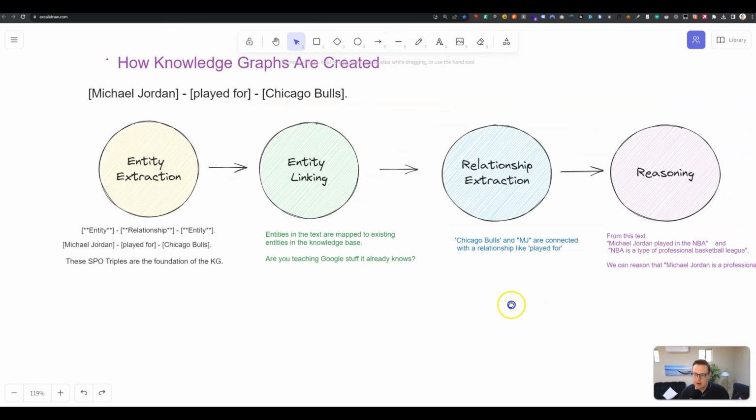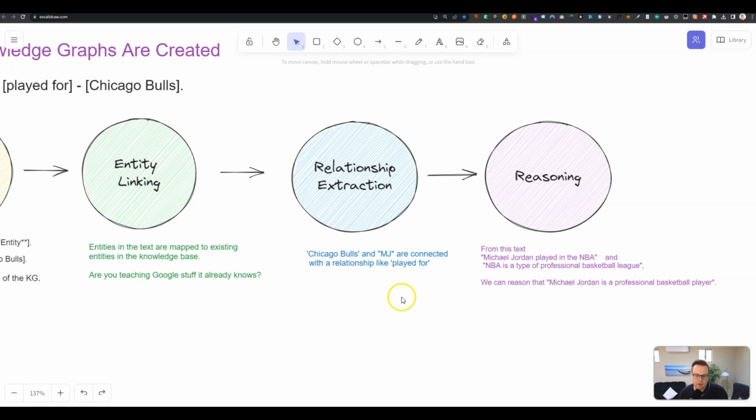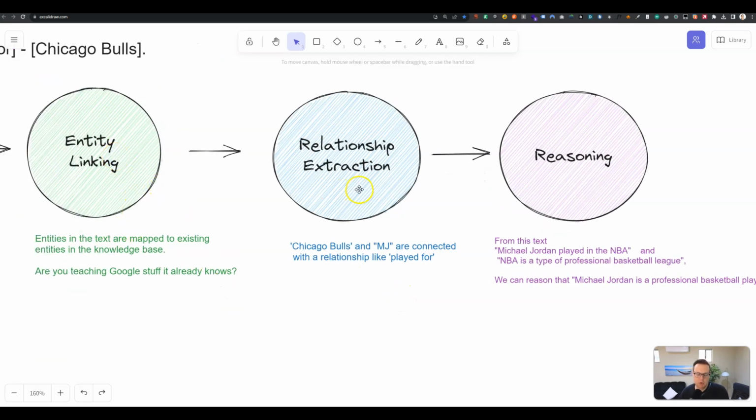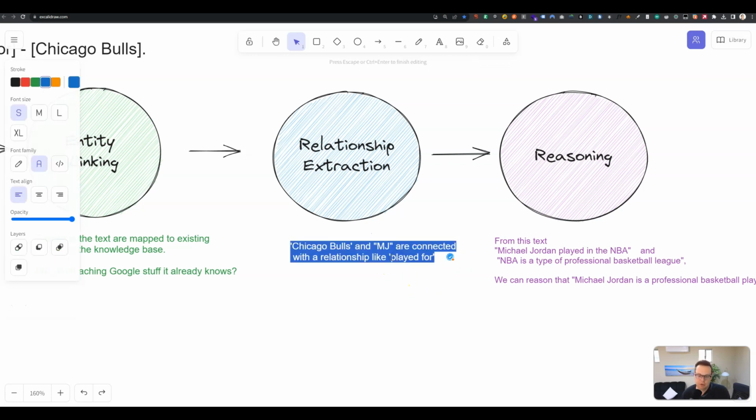All right, so then we're looking at relationship extraction. Once we have found which entities in our existing knowledge graph we want to link that to, that's where we can connect it in our knowledge graph to make sure that Chicago Bulls and Michael Jordan are connected together with the relationship of played for.